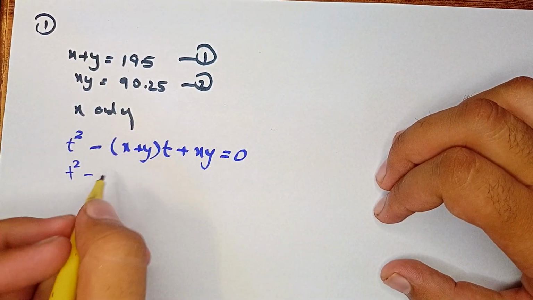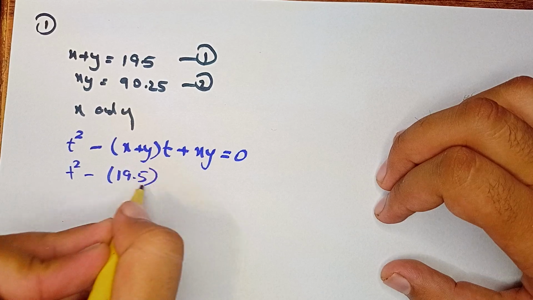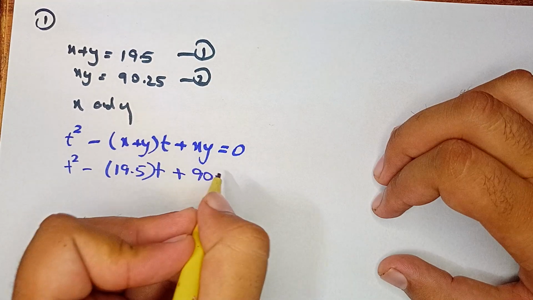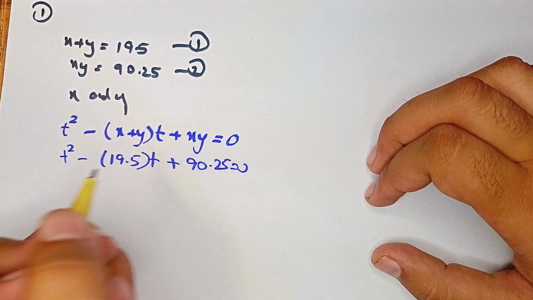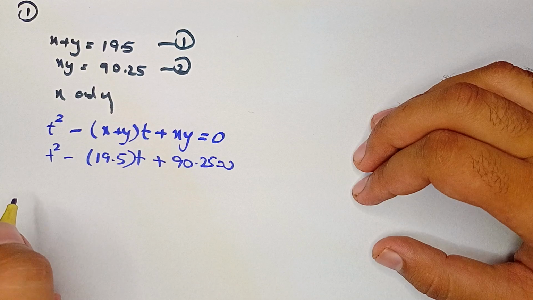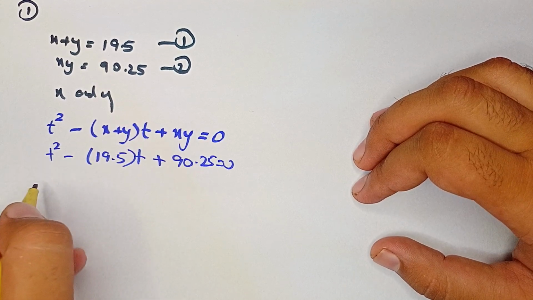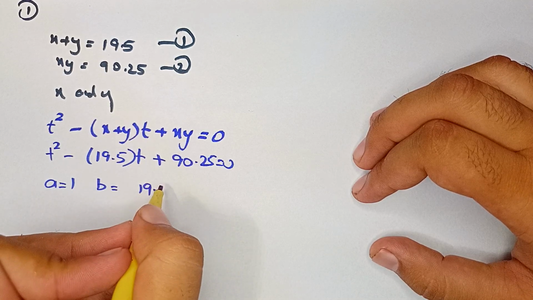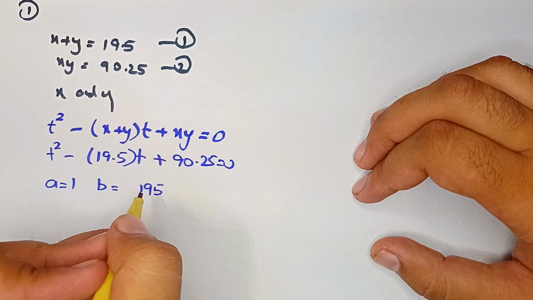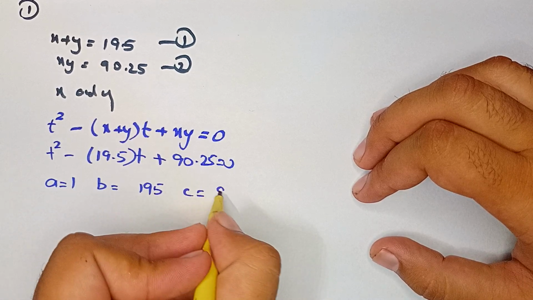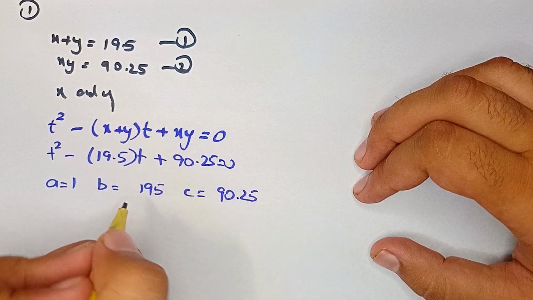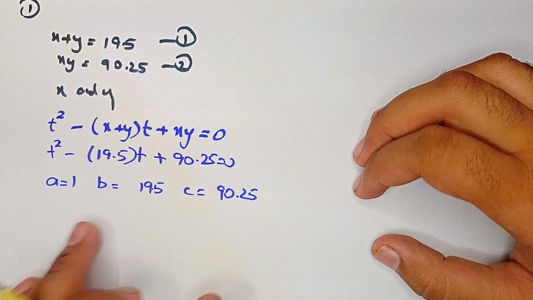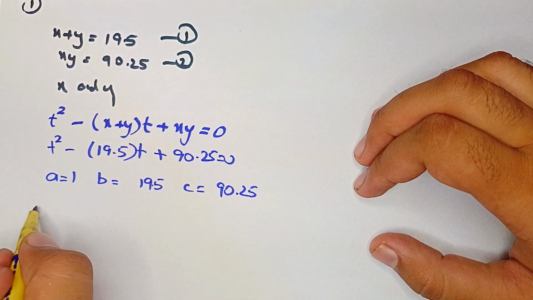x plus y is 19.5, so minus 19.5 t plus xy, which is 90.25, equal to 0. Then suppose a is 1, b is 19.5, and c is 90.25. Then we put these in the quadratic formula.